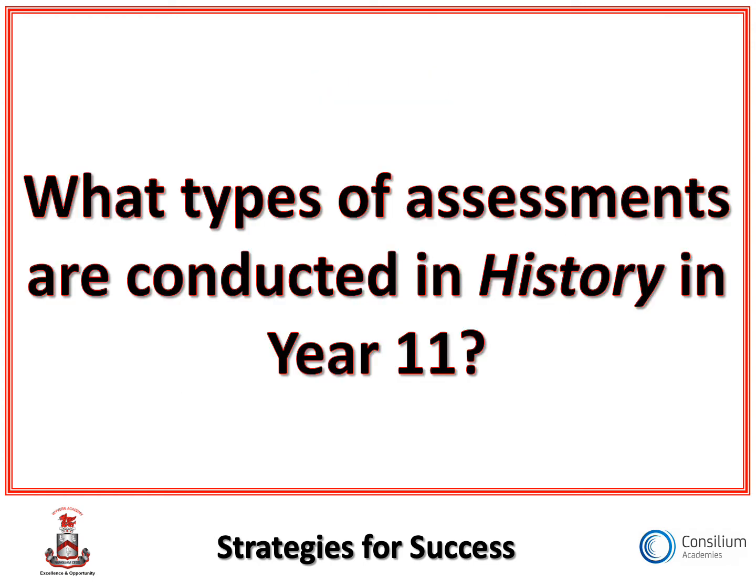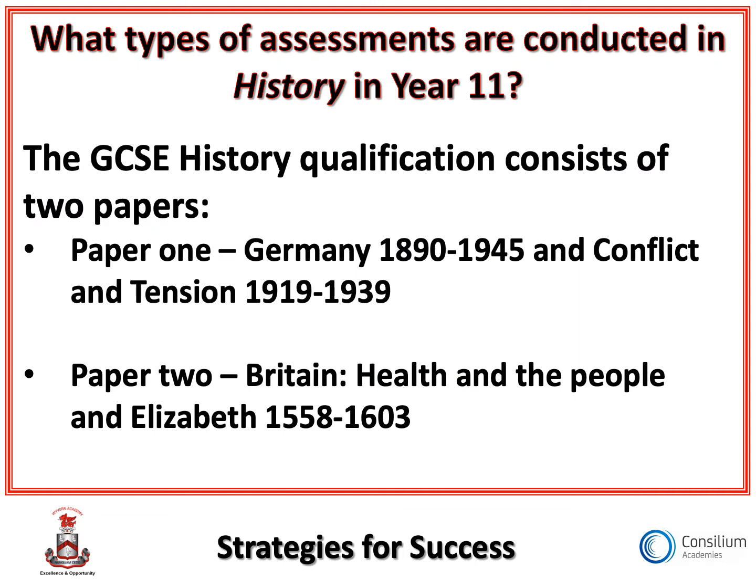So what types of assessments are conducted in history in Year 11? Well, the History GCSE qualification normally consists of 2 papers. In paper 1, we look at Germany 1890 to 1945 and then Conflict and Tension 1919 to 1939. Paper 2, we look at Britain, Health and the People, which we normally call Medicine, and Elizabeth 1558 to 1603.